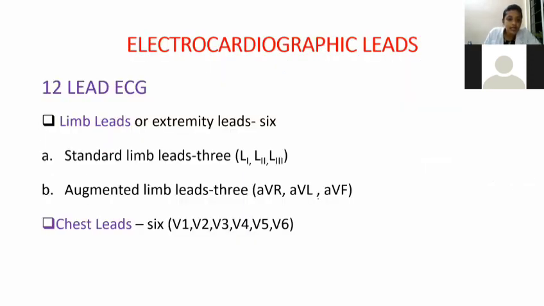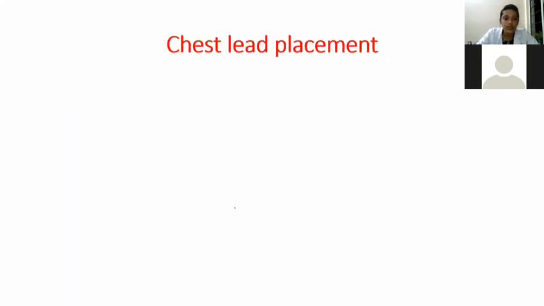So in 12-lead ECG, what are the leads? Standard limb leads are 3. We already said these are bipolar, L1, L2, L3. Augmented limb leads are 3, AVR, AVL, AVF. These are unipolar. Chest leads are 6. As you know, it is V1 to V6. Okay. So chest lead placement.